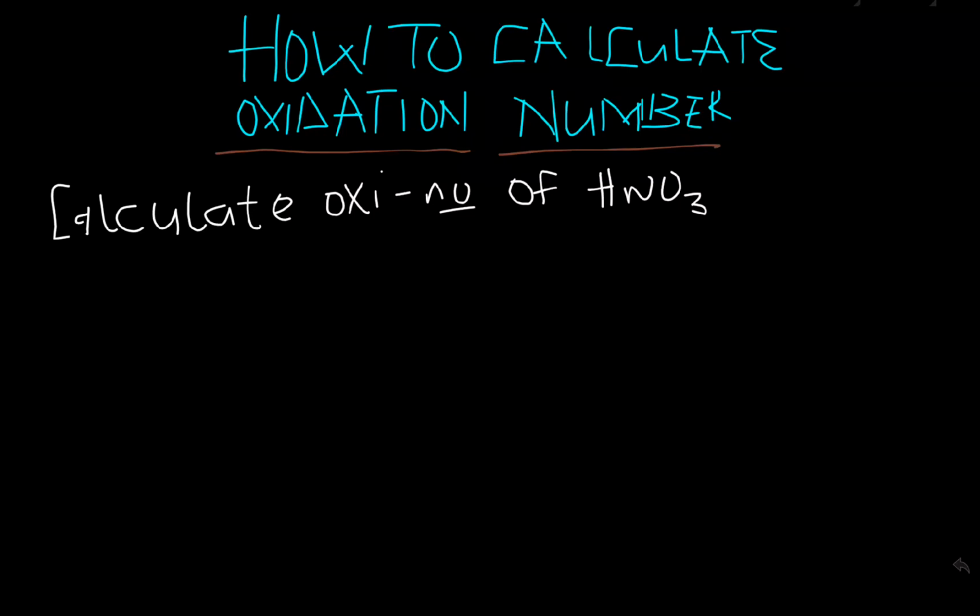How to calculate oxidation number. We have a sample here. Calculate the oxidation number of HNO3. The first thing is that we write out the oxidation number of each element. The oxidation number of hydrogen is actually +1.